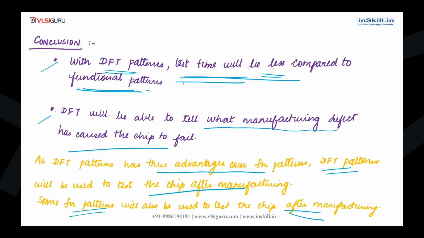Now we have seen that DFT patterns have these two advantages over functional patterns, the advantages I've written on this slide, and that's why DFT patterns will be used to test the chip after manufacturing. So if DFT patterns are used to test the chip after manufacturing, then why do we need a functional verification team? Any guesses? Can anyone guess the answer?